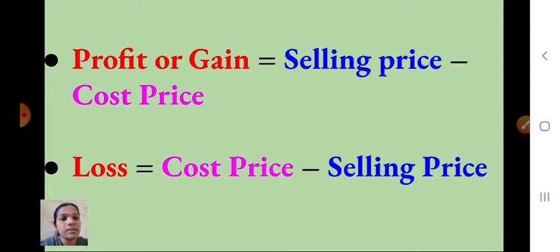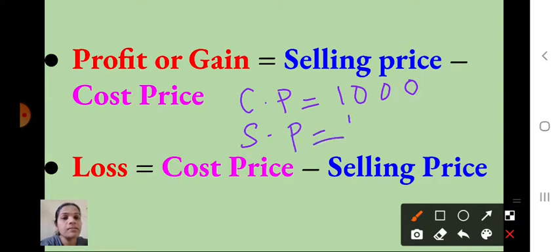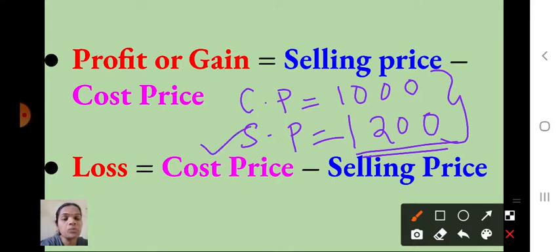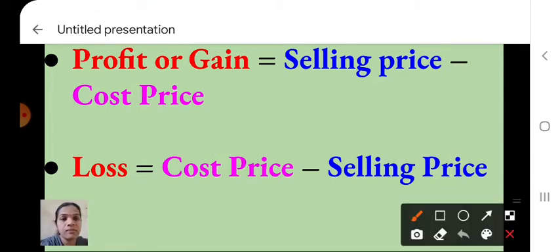Okay children, see, the cost price of one article is 1000 rupees and selling price is 1200 rupees. So here selling price is more than the cost price. So here profit or loss? Yes, there is a profit. And how do we find how much? Selling price minus cost price, that means 200 rupees. Understood children? And another example I will give here.